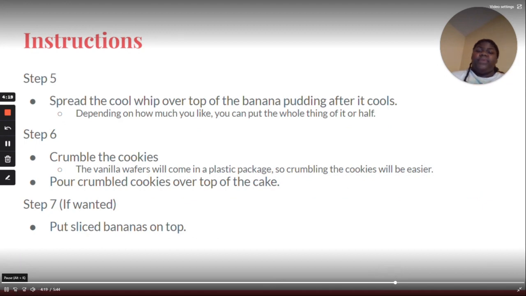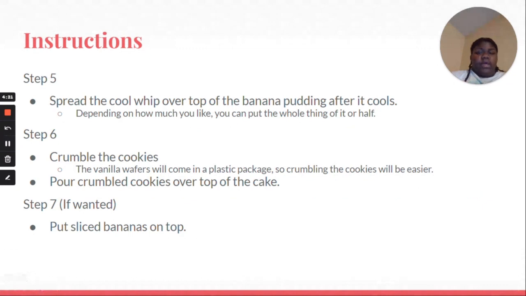Pour that on top of there and spread it out with the spatula. Depending on how much Cool Whip you like, you can put the whole thing or just half or like a quarter of it. But we'll just put the whole thing over it and make sure it's spread out evenly because it just tastes better like that.